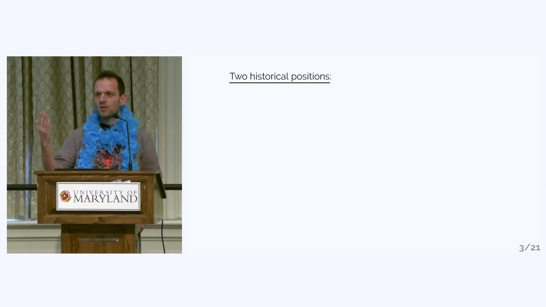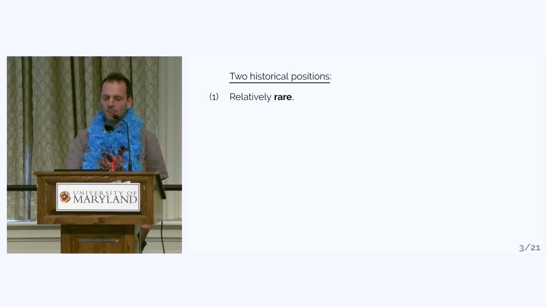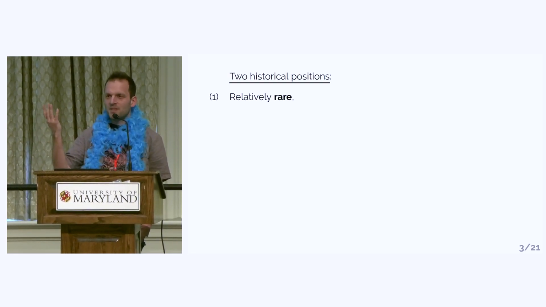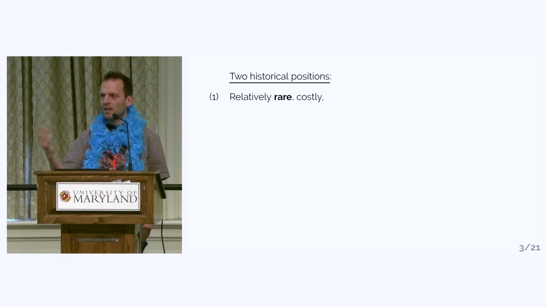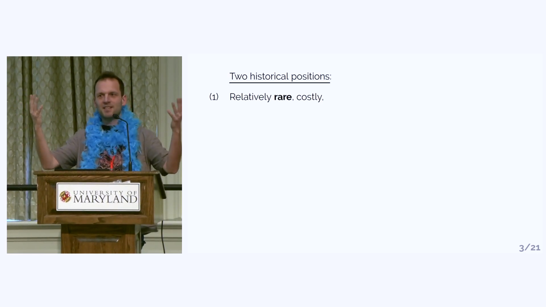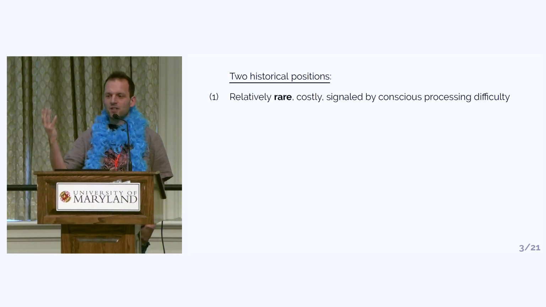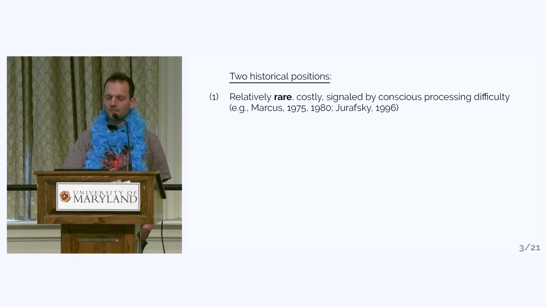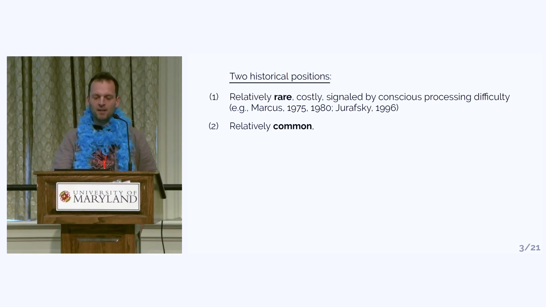There's actually two historical positions on what happens in these kinds of sentences. So one stance in the literature has been that this phenomenon is actually relatively rare. It's relatively costly when it happens, right? So you feel the hit, like, the sentence doesn't work and you have to do something. And that is somehow signaled by conscious processing difficulty. This position has been around for quite some time.